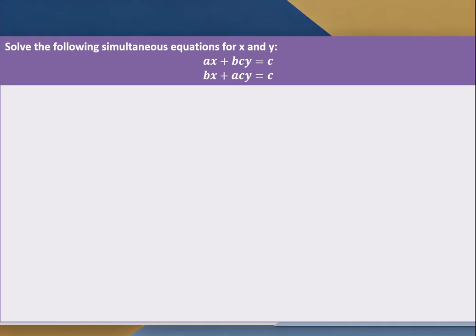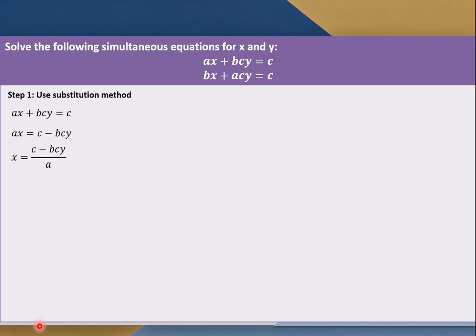The final question that we're going to do, we've got AX plus BCY is equal to C, and we've got BX plus ACY is equal to C. So again, looking at my two equations, I struggle to be able to cancel out. So I am just going to use substitution. So I'm just going to pick one of my equations. Now with this equation, I'm going to get X by itself. So the first thing I would have done is taken away BCY. That leaves me with AX by itself. And the next step is I would divide everything by A, and that gives me X by itself.